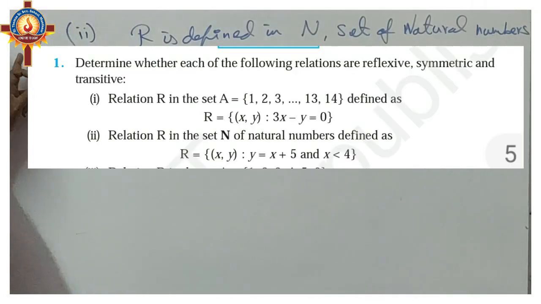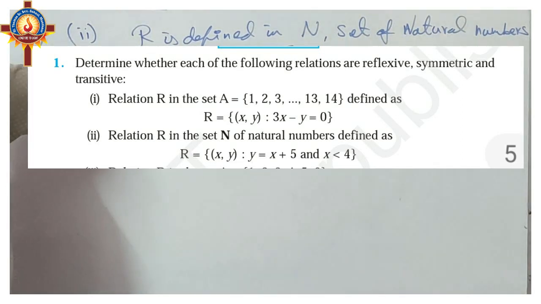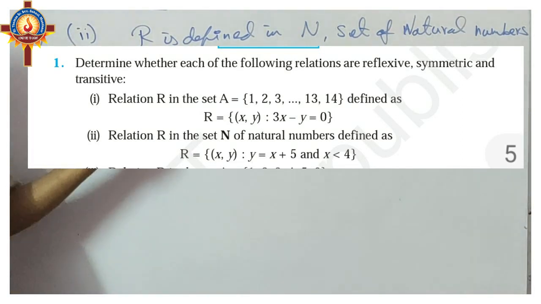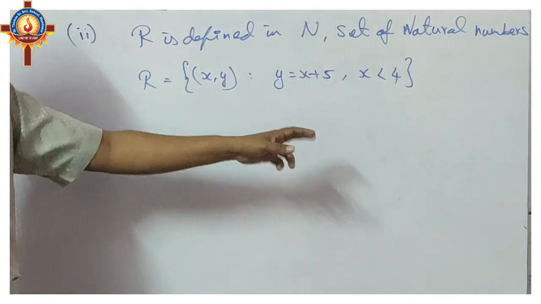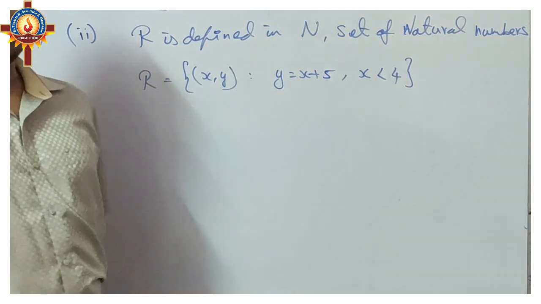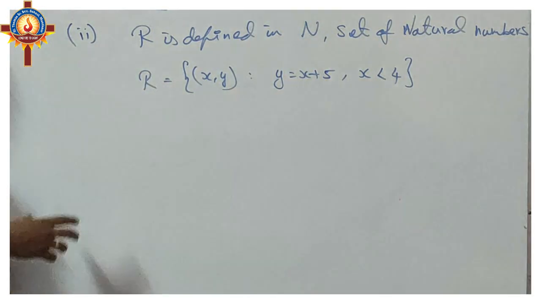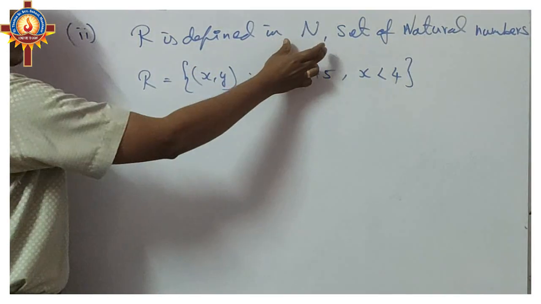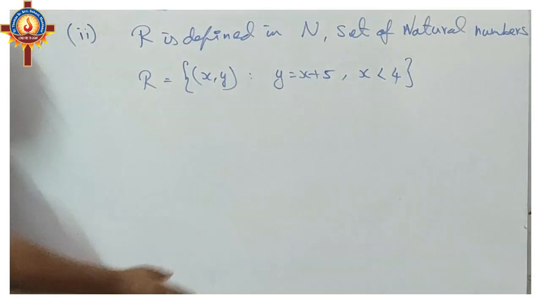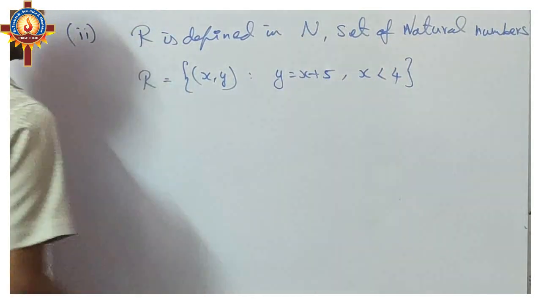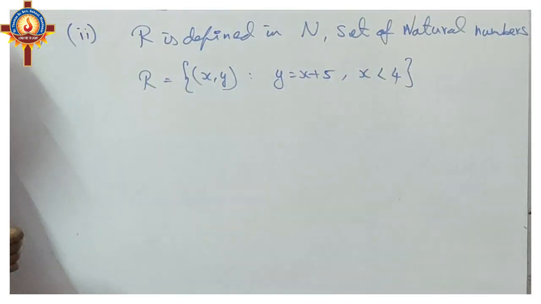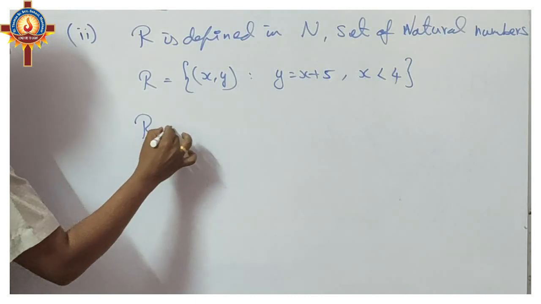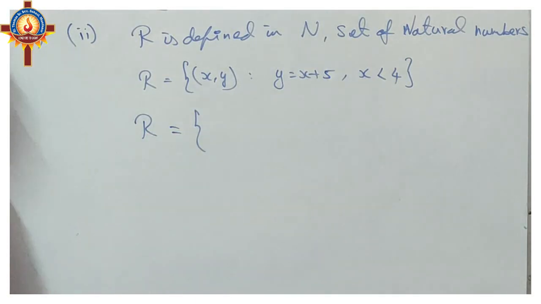Next question, first question, second part. Here the relation R is defined in N, the set of natural numbers, and R is defined as x comma y such that y is equal to x plus 5, and here there is a condition that x should be less than 4. So even though it is the set of all natural numbers, the infinite set, still we are given a condition x less than 4, so x can take the values only 1, 2 and 3. So we can see the relation R, once again it is going to be finite.